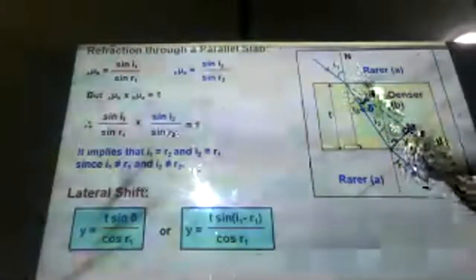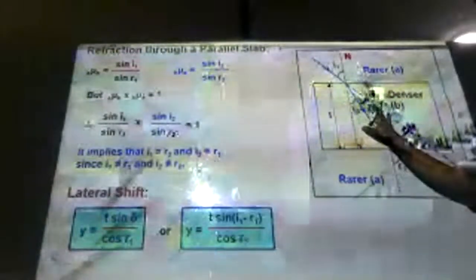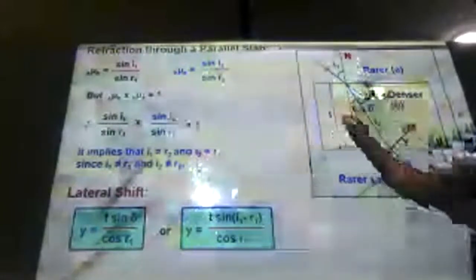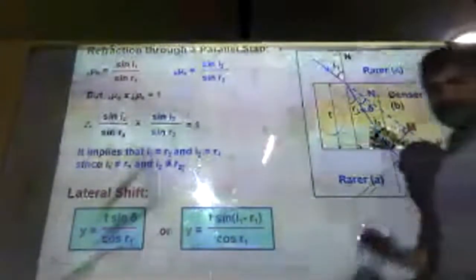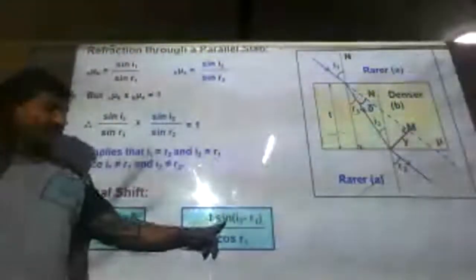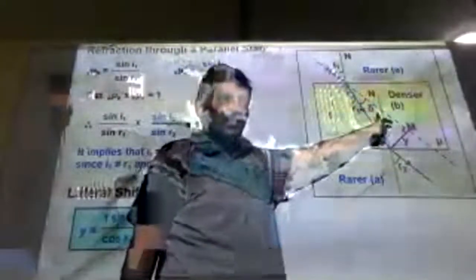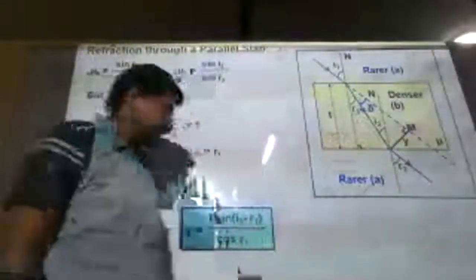This distance changes. For example, these two constants are not changing, but if you change the thickness, then automatically there is a chance the shift also changes. Now the same formula I can write in the form T sin of I1 minus R1, by cos R1. I1 minus R1 gives the delta only, no? That is divided by cos R1. These two are the most important for JEE Mains also.